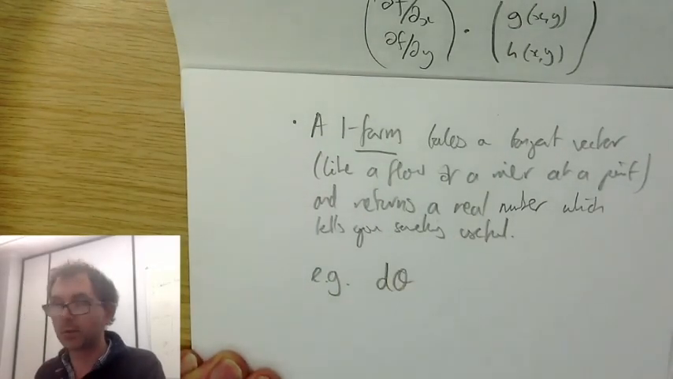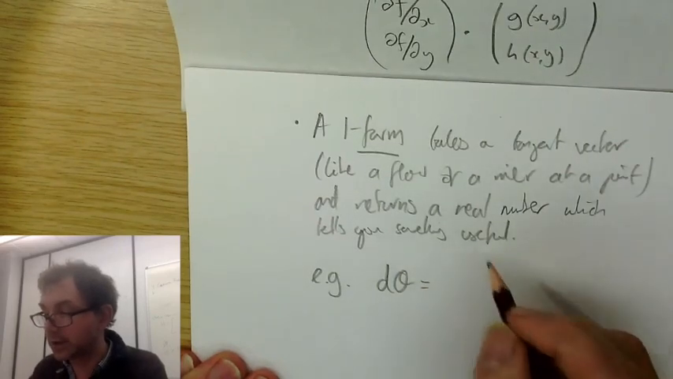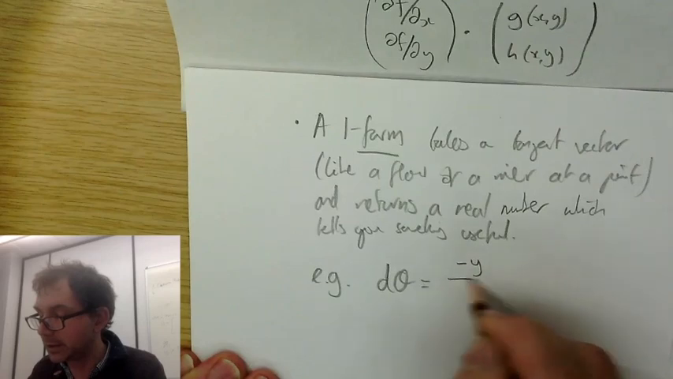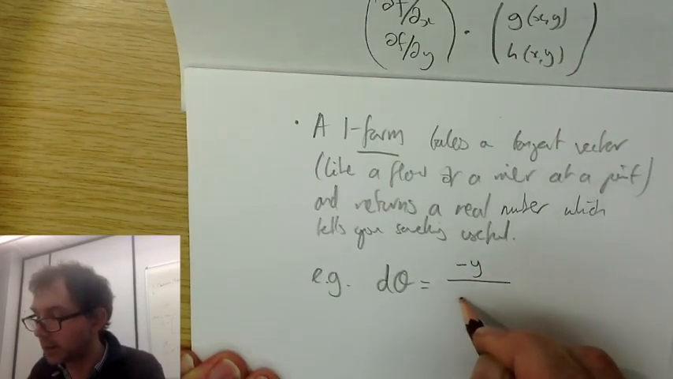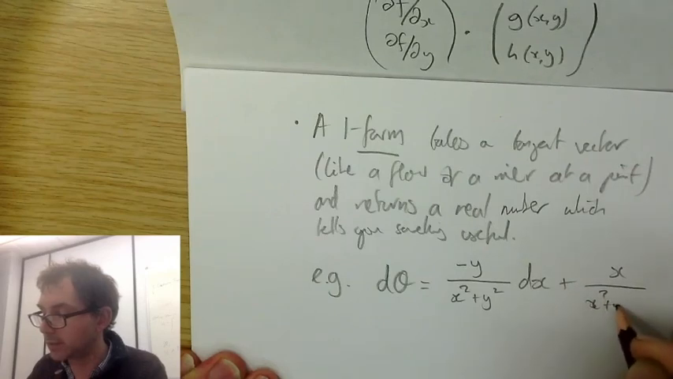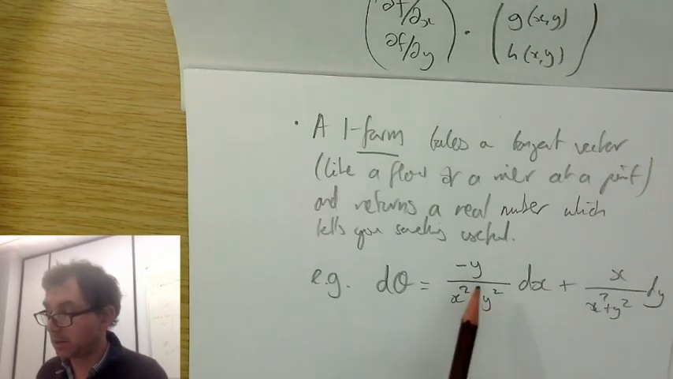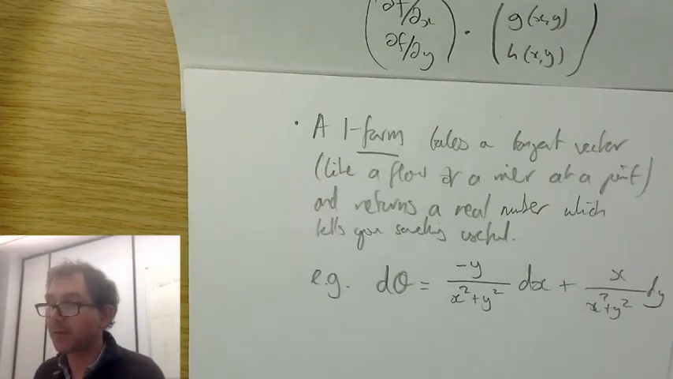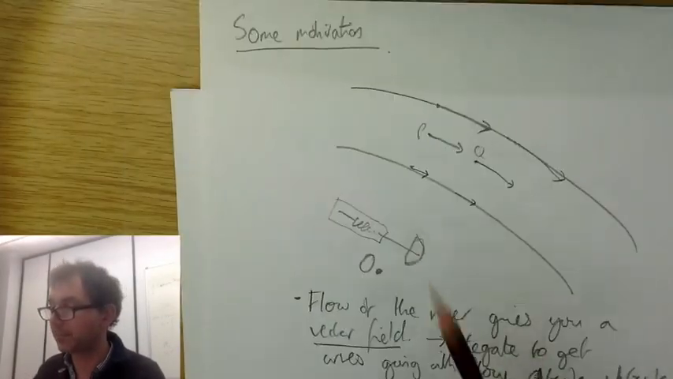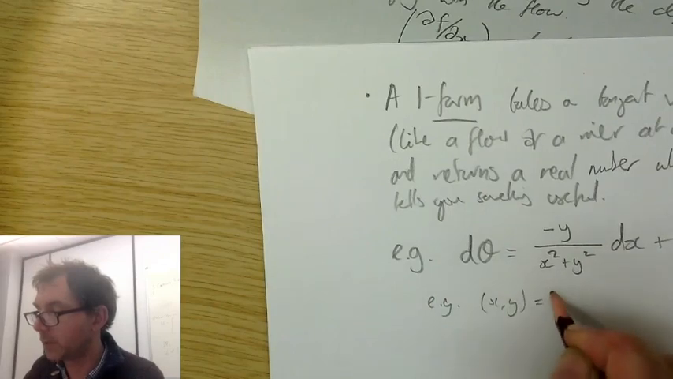So here is a nice one form. It's going to be the angle theta from the origin. And it turns out that you can write this down very explicitly. It's just the following. It turns out it's minus y over x squared plus y squared dx plus x over x squared plus y squared dy. So if I had the point 1, 1 here, I can work out what these numbers are. If I knew that the vector at P, the flow, is something like 1, minus 1, then, for example, x, y is 1, 1.